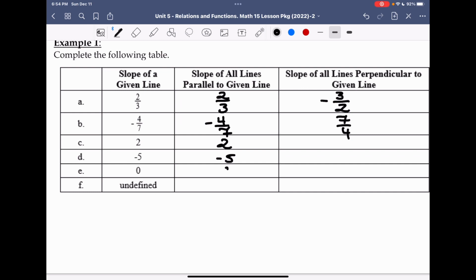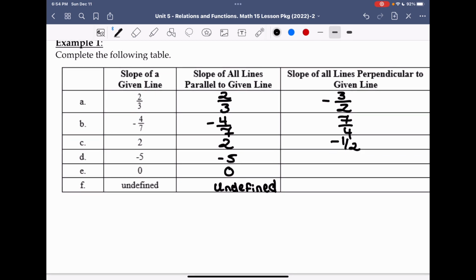0, undefined. There we go. We filled in the rest because we know that all parallel lines are going to share the same slope. But now let's fill in the rest of these. 2 becomes negative 1/2, or the negative reciprocal. Negative 5 becomes 5 or 1 over 5, but positive, because if it's negative already, it is now just positive.